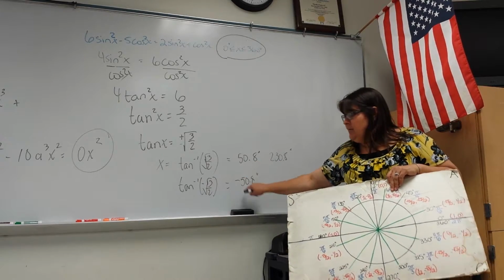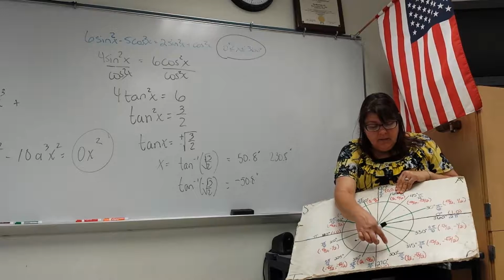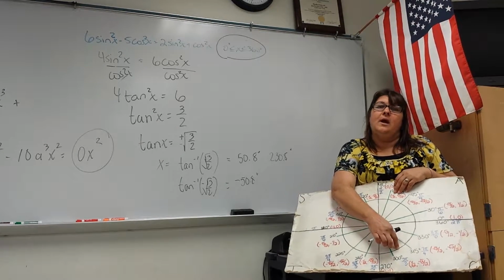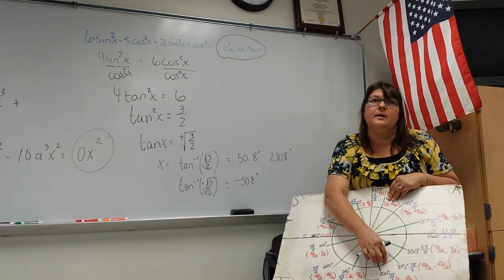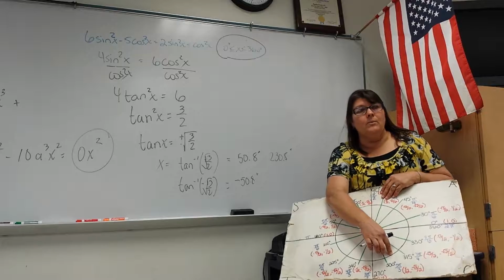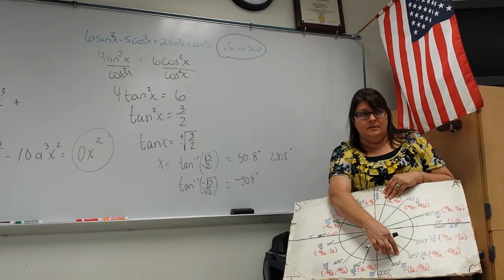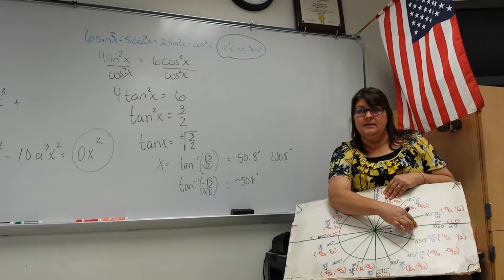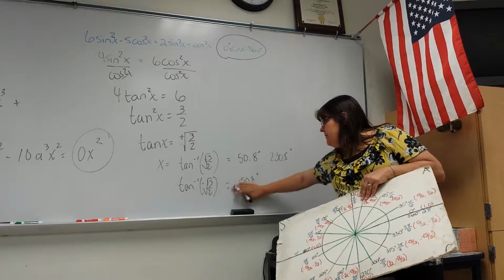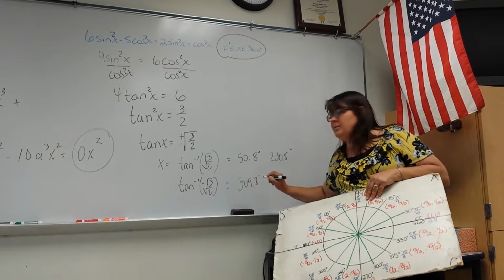Now, negative 50 is actually located down in here. So this is between here and here, right? But because it's not between 0 and 360, we have to figure out what place between 0 and 360 actually falls in that same spot. So you do 360 minus 50.8, which is 309.2. So what do you get? 309.2. So it's 309.2.